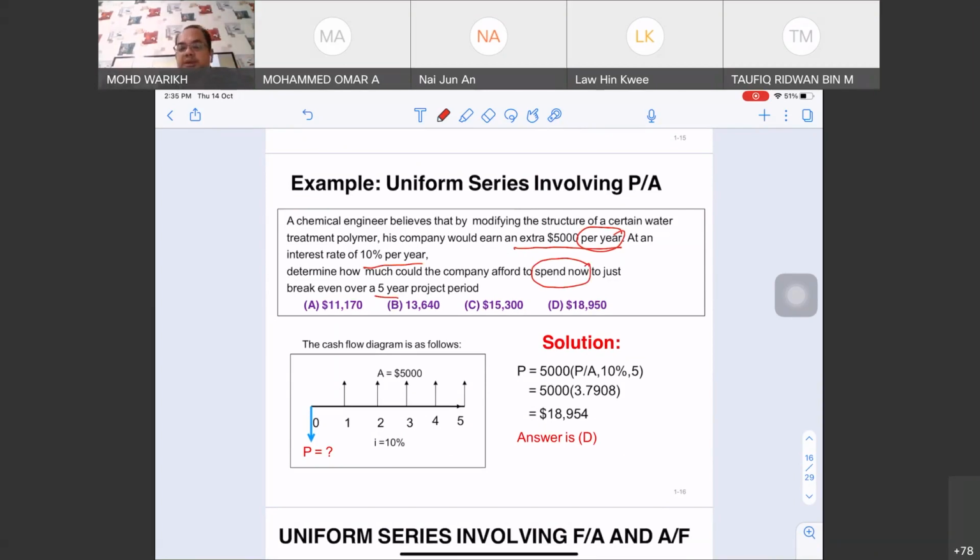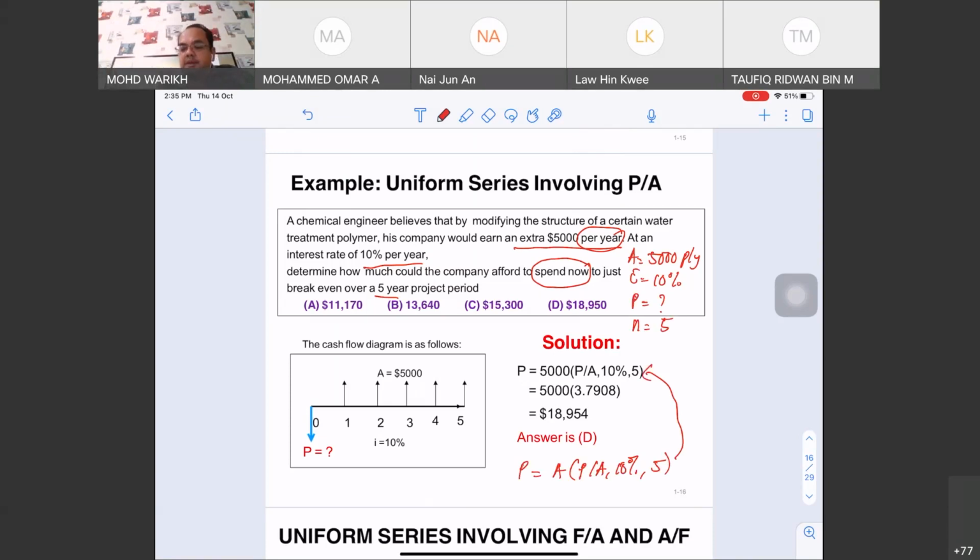That means from the information we get from the question, A is 5,000 per year, and I is 10%. Spend now, we don't know. Then the number N is 5. We know that because we have to find P, P equals A is given, P over A, I 10%, 5 years. Same as this one.